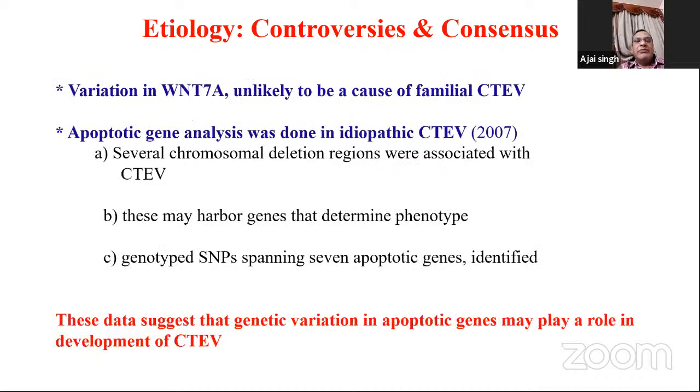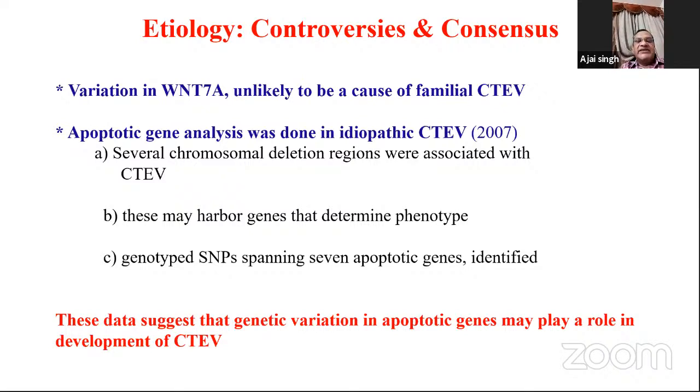Many chromosomal deletion regions were associated with clubfoot. They found that the genes that determine the phenotype are responsible for the severity of clubfoot. Genotyped SNPs spanning seven apoptotic genes were identified, but no single gene has been associated with clubfoot.